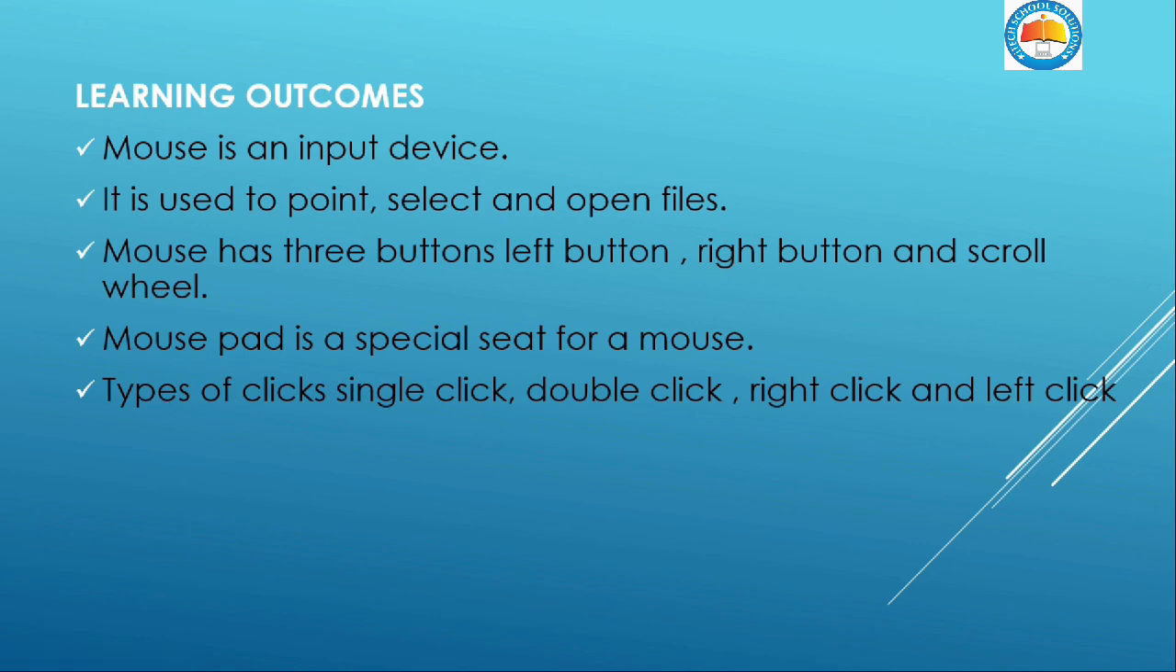Next, types of clicks: single click, double click, right click and left click. So children, we use single click to select the objects, we use double click to open files, and we use right click to see the shortcuts. We use left click to select the object on the screen.